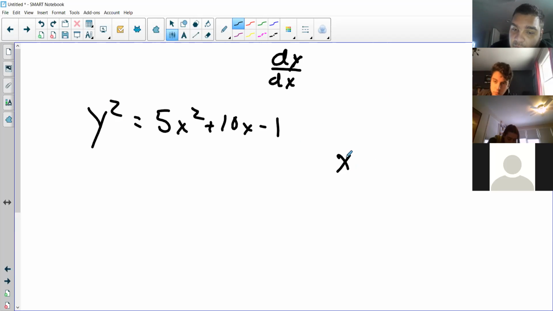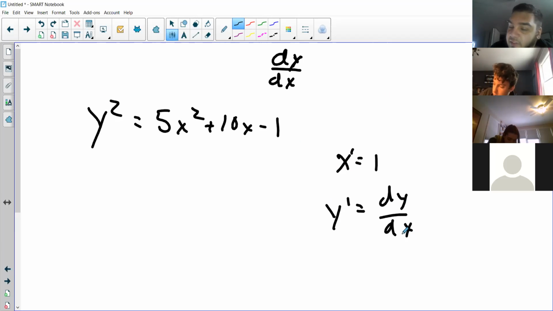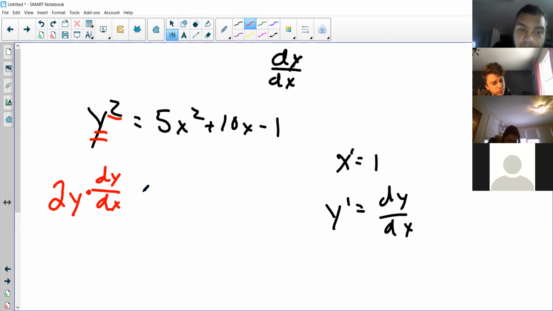x prime is just simply 1. y prime is dy/dx. So we have to consider it slightly different than x prime. So when I do this here on the left, it is a chain rule where the top is 2. For example, if it's a chain rule, it's 2 times the original, which is y, times the derivative of the inside. The inside in this case is just simply y. And the derivative of y is just simply dy/dx. Equals, I have to prime this side. So that's 10x plus 10.